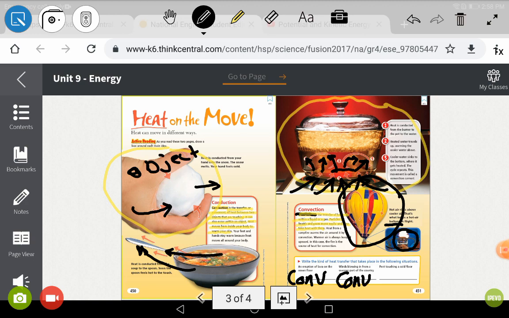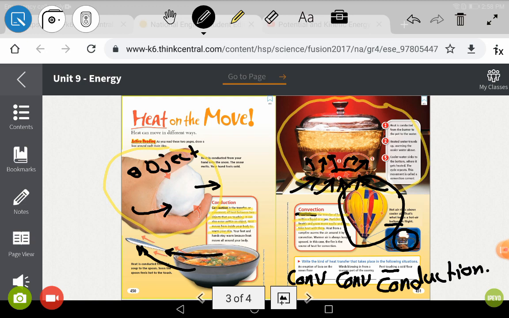Now number 3, feet touching a cold floor. A cold floor. Now touching, that means conduction.